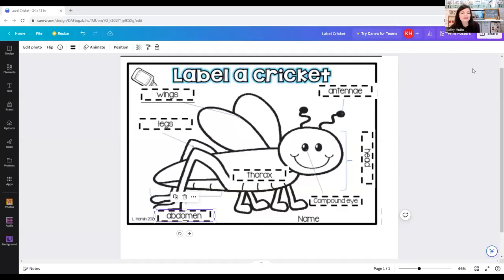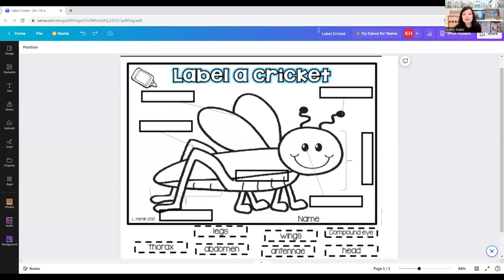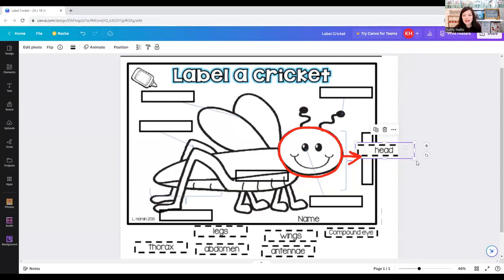Well, we're going to talk about the parts of a cricket today for science. So let's take a look at this cricket and I'll show you how to fill in all the parts. First, can you find the cricket's head? There it is. This is the cricket's head. I'm going to put the word head right here. H-E-A-D, head.